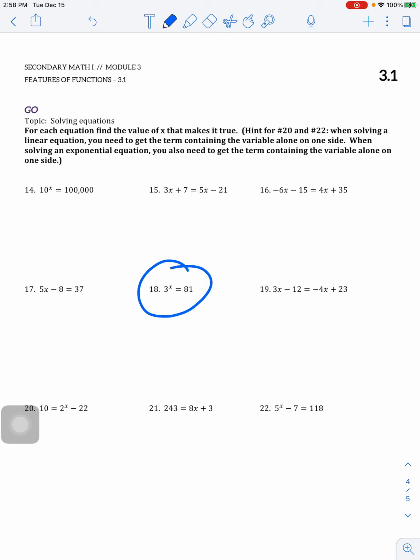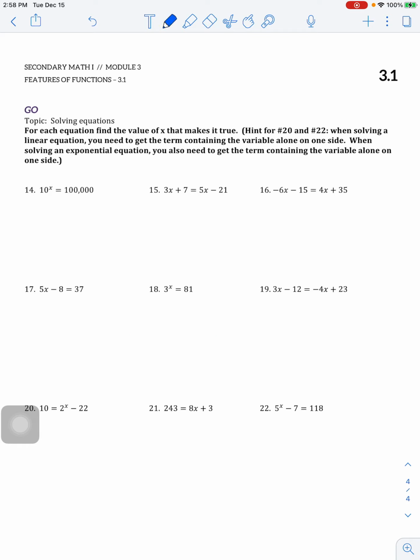So this one is saying 3 to the what power equals 81. So how many times do I multiply 3 by itself to get 81? Do I multiply it twice? 3 times 3 is 9, so that won't work. Do I multiply it 3 times? Well, 3 times 3 is 9, times 3 is 27. So you're figuring out what exponent, what power do I need to raise 3 to get 81?